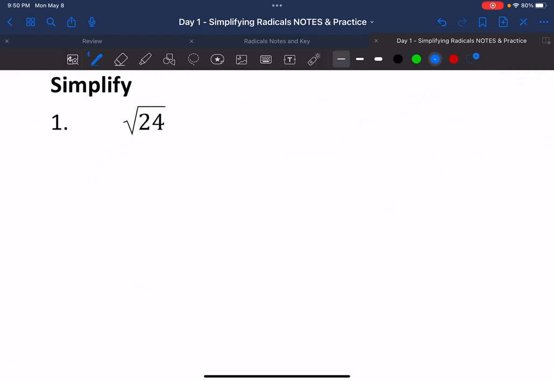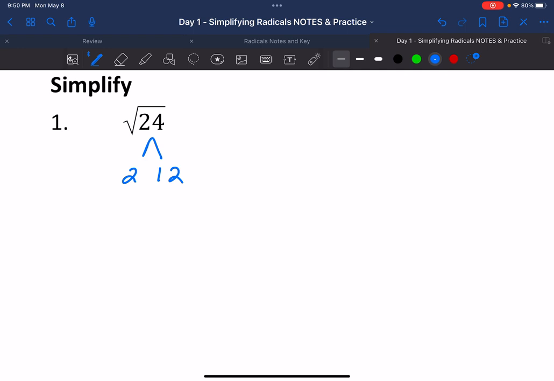All right, 24, what can we divide that by? Well, a lot of times, just as a hint, if I didn't have my factor tree, I'm going to look at this number in the ones column. If it's an even number, I'm going to divide it by 2. That's an easy start, okay? So in this case, it's an even number. I'm going to divide it by 2. I get 2 and 12.